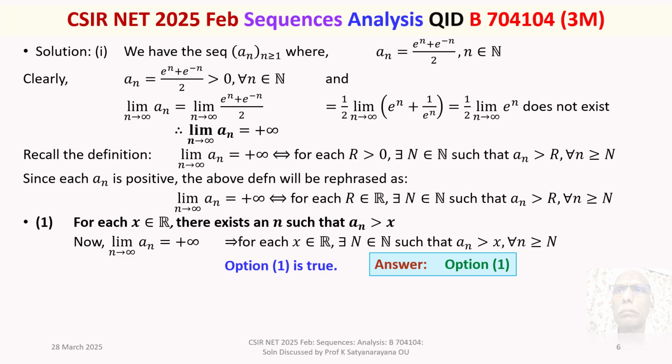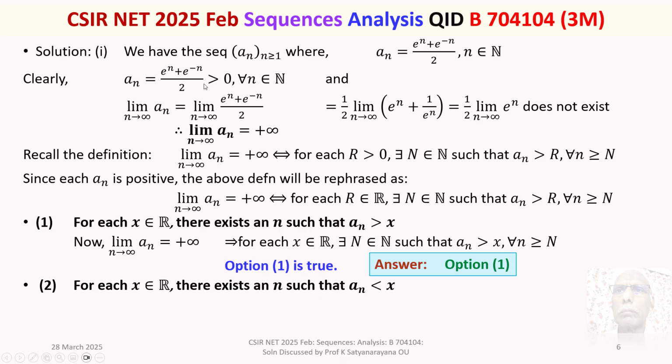But we want to know how the other options are not true. Let's recall the next option, option 2. For each x belongs to R, there exists an n such that an is less than x. So this is not true. Suppose you take x is 0, an less than 0. Is an negative for any n?